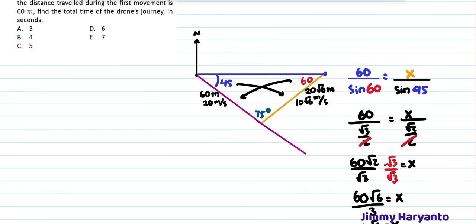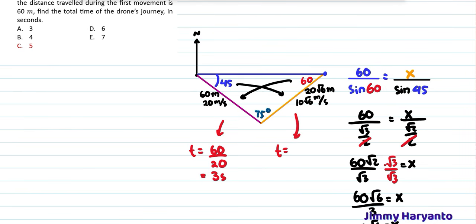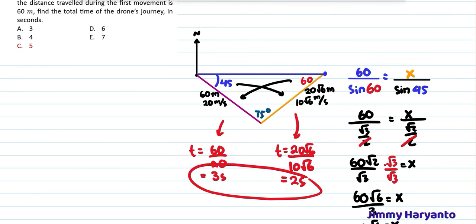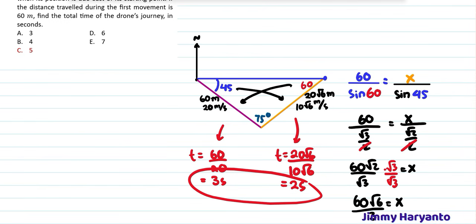Okay, next is to find the time. The question wants you to find the time. Time is the distance divided by the speed. So this one is 3 seconds. How about this? Time equals the distance, which is 20 square root of 6, divided by the speed. The speed is 10 square root of 6, which equals 2 seconds. So altogether, the time taken is 5 seconds.